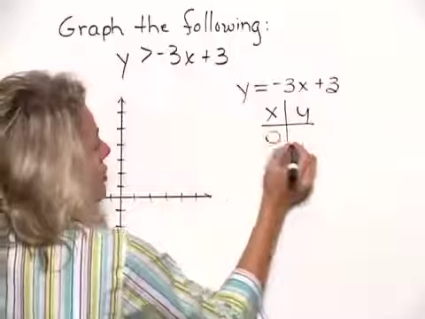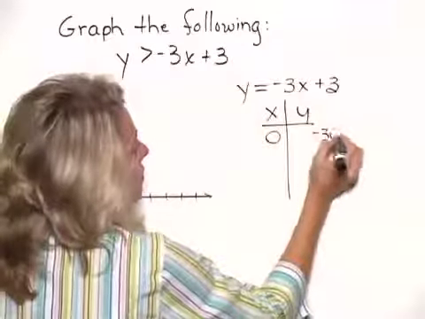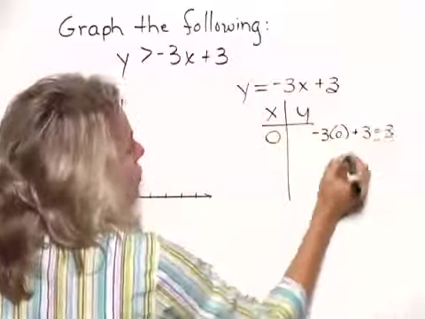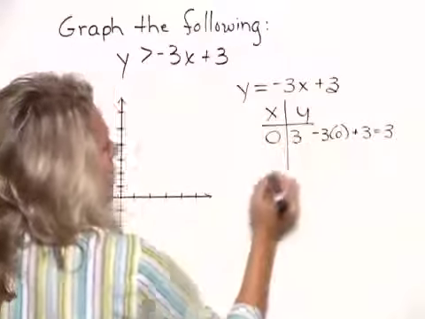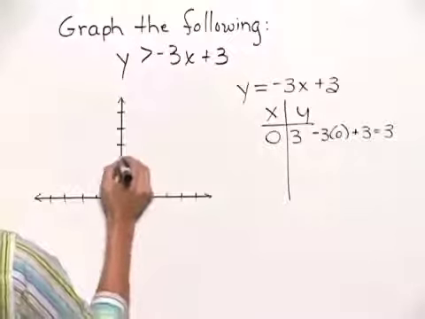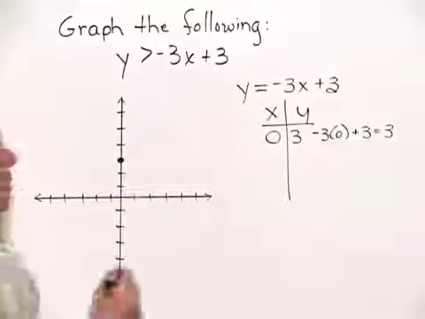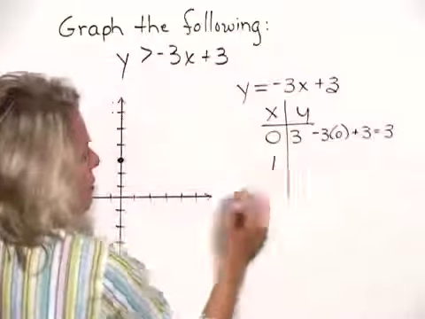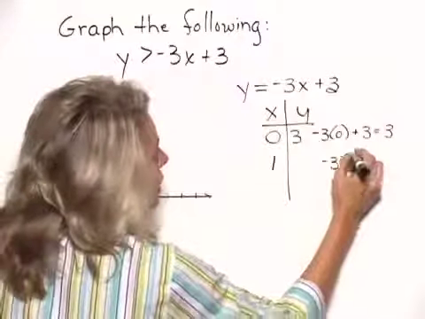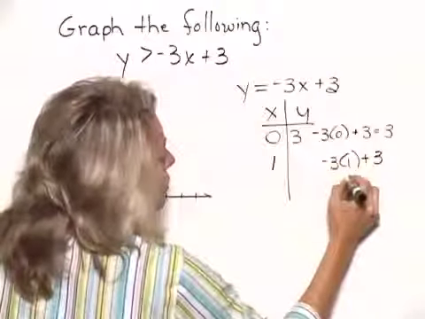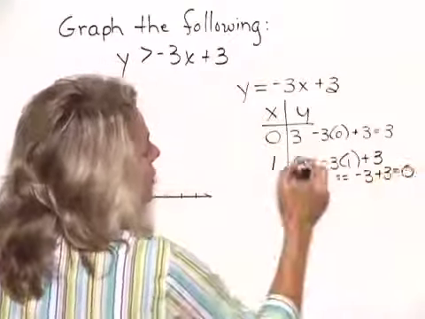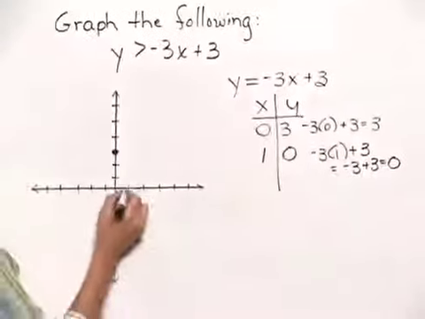So if we let x be 0, we have 0 plus 3 equals 3. So we've got the point 0, 3. Now let's put another point in for x. Let's put in a 1. So we have negative 3 times 1 plus 3, which is negative 3 plus 3, or 0. So now we've got the point 1, 0.